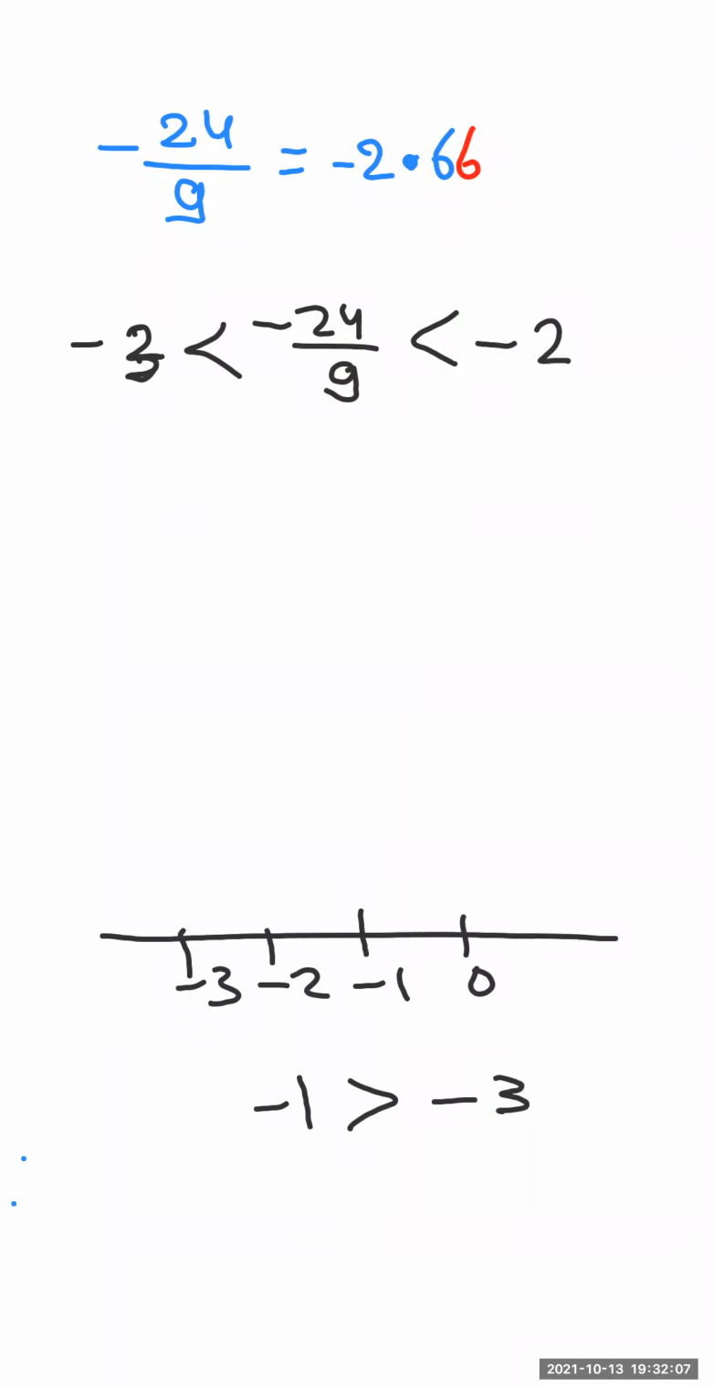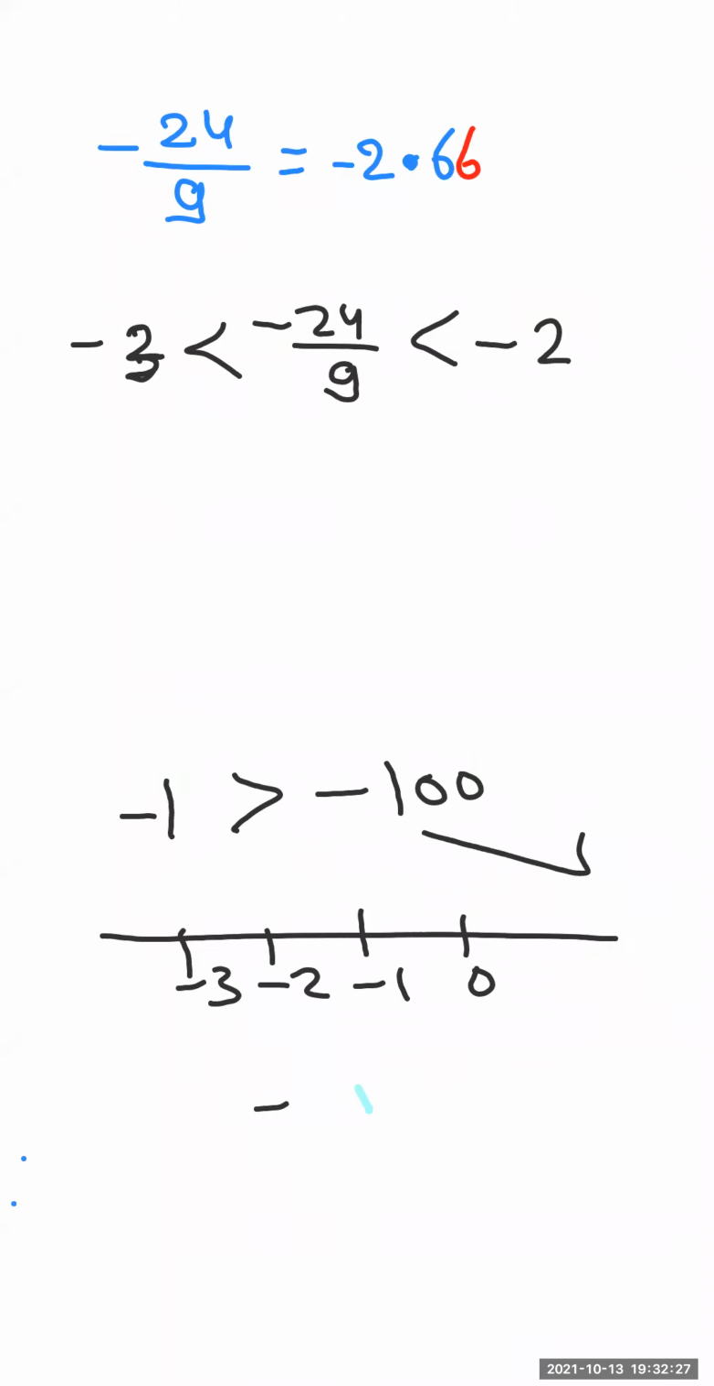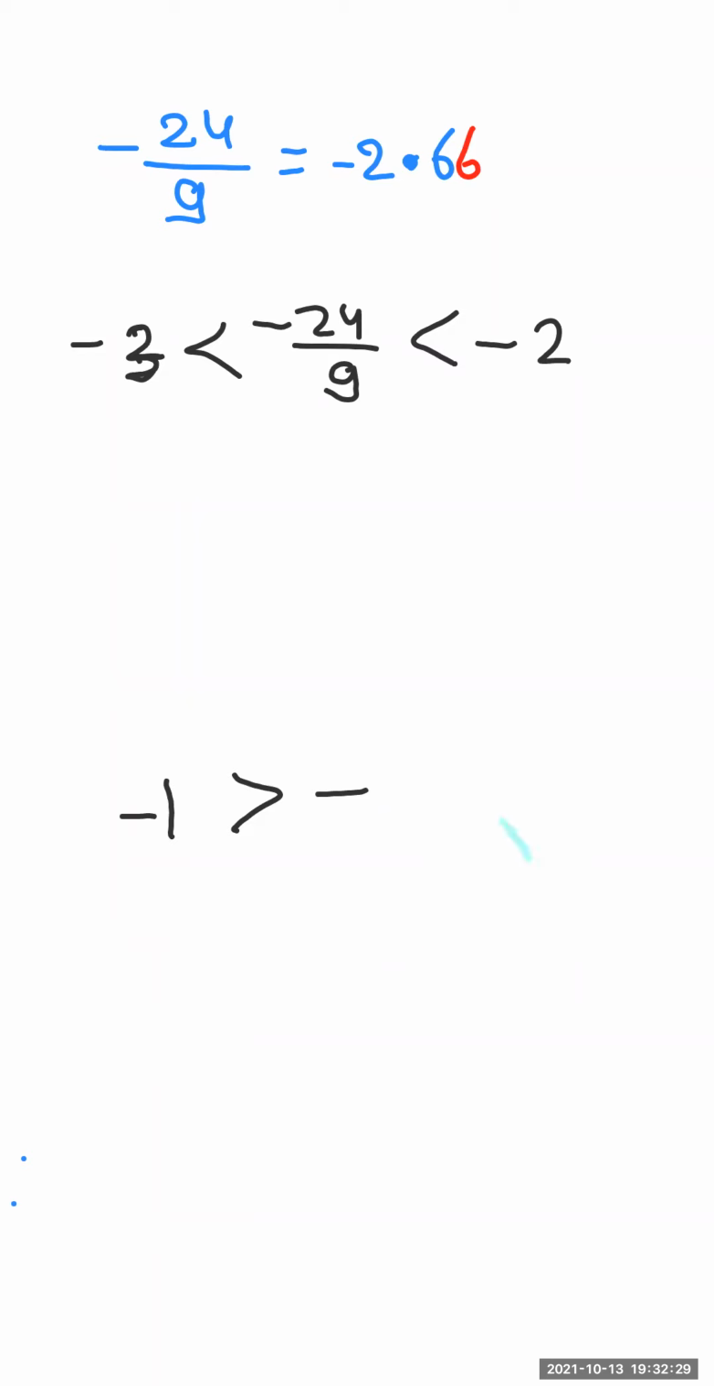Right. Okay, because the value of the negative number becomes smaller if the number becomes greater. So this means -1 is greater than -100, right? Yes. Good. I just want to confirm that point. Okay, so this means it's greater than -3 and less than -2.